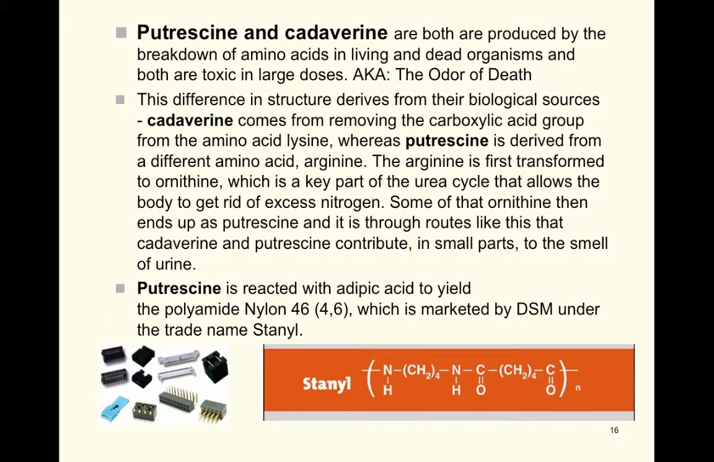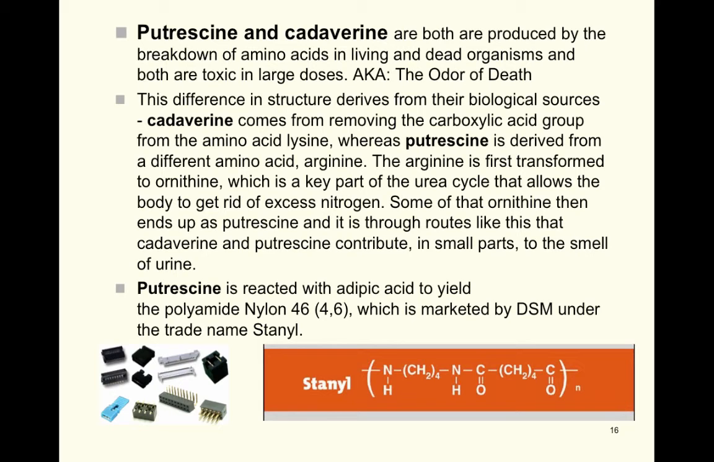The difference in their structures are derived from their biological sources. Cadaverine comes from removing the carboxylic acid group from the amino acid lysine, whereas putrescine is derived from a different amino acid, arginine. Arginine is first transformed to ornithine, which is a key part of the urea cycle that allows the body to get rid of excess nitrogen. Some of that ornithine then ends up as putrescine, and it is through routes like that that cadaverine and putrescine contribute in small parts to the smell of urine.